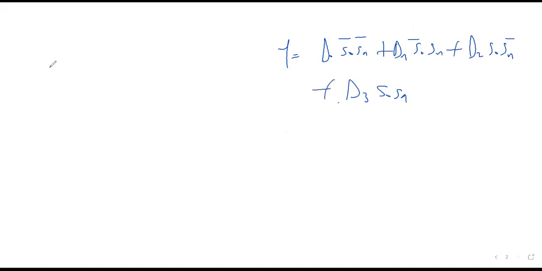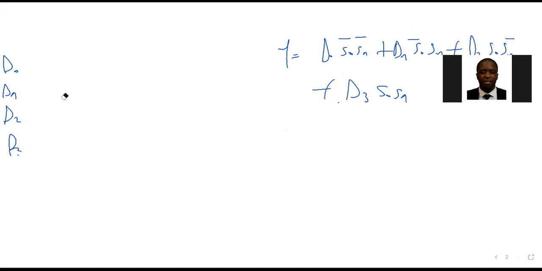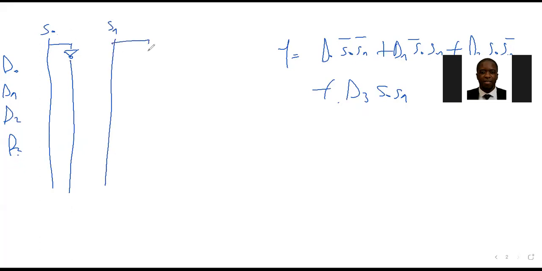To the logic diagram, I said you have inputs D0, D1, D2, D3. Let me just do this. Then I also have my data selectors. As someone suggested, okay, there is my NOT gate for S0, and there is my NOT gate for S1.